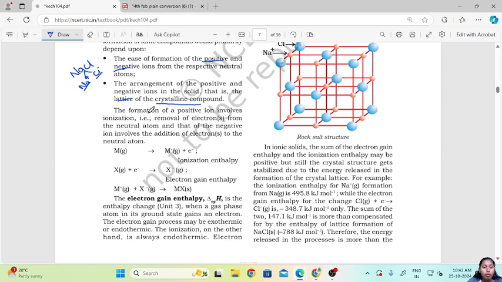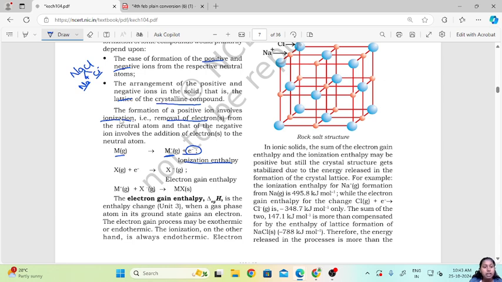Now the formation of a positive ion involves ionization. Whenever there is a formation of a positive ion, it involves ionization. Ionization means there is removal of an electron. So when we remove an electron from a neutral atom, it forms the positive ion. It requires ionization enthalpy because there is removal of an electron from the neutral atom.